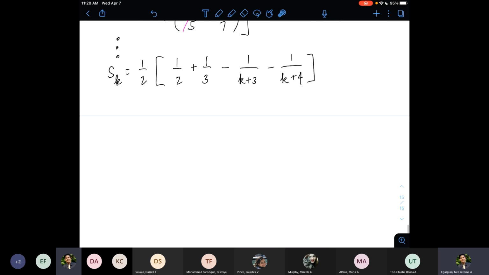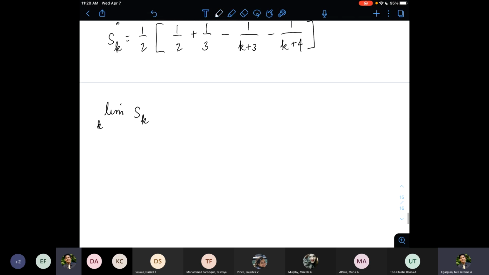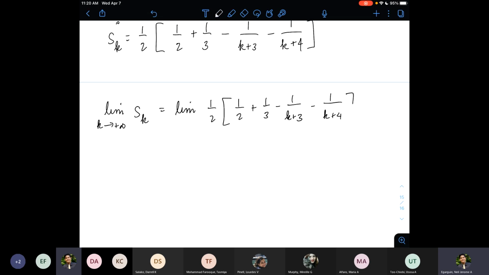And this is the general formula for that. So we have the general formula for the partial sums. So all we need to do is to take the limit of the kth partial sum as k approaches infinity. And this would be the limit of 1/2 times the partial sum we have as k approaches infinity, right?